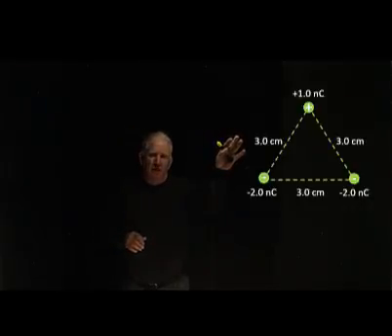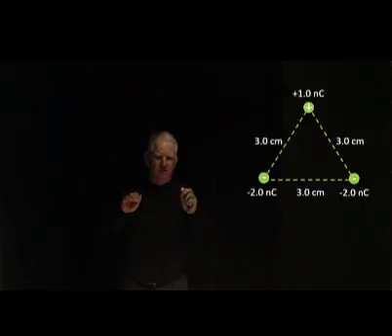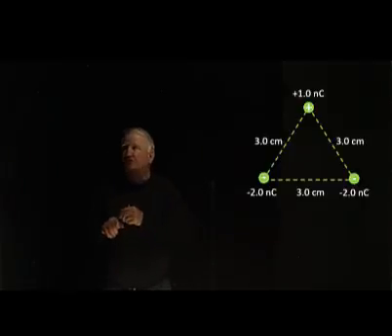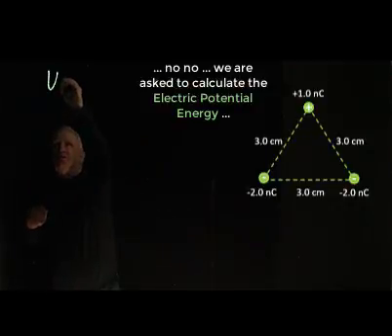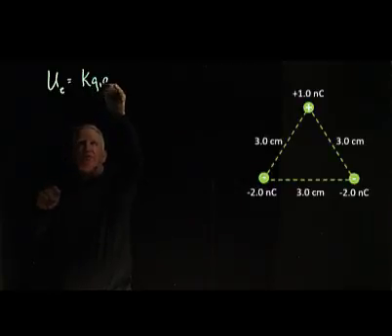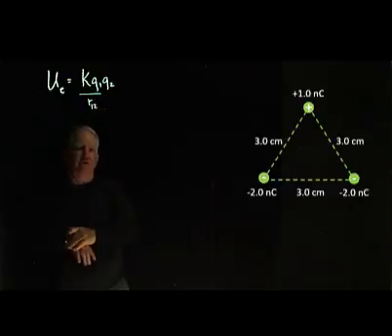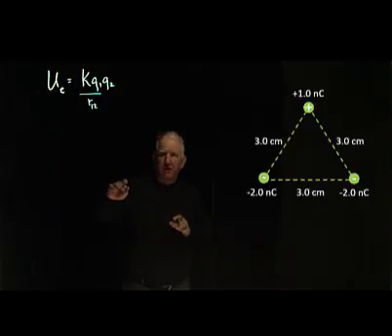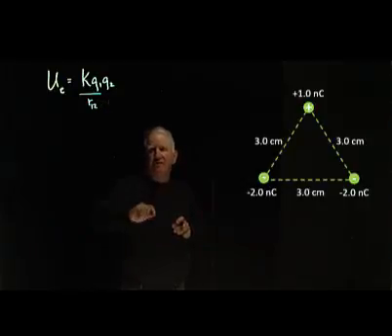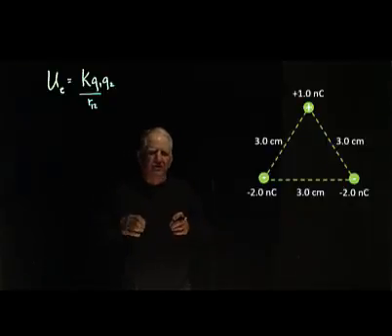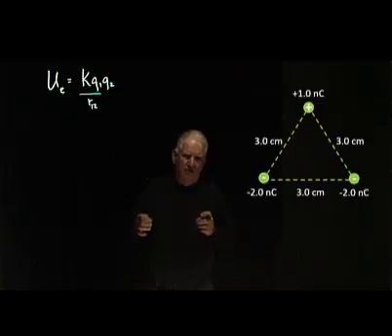So here's a particular problem. It's three charges. It is, if you will, a system of charges, and we're asked to calculate the electric potential energy. So the electric potential energy, by definition, is K Q1 Q2 over the separation, between two charges, Q1 and Q2. And if that reminds you of Coulomb's law, which would have that separation squared, it should, because this electric potential energy is associated with Coulomb interaction forces.